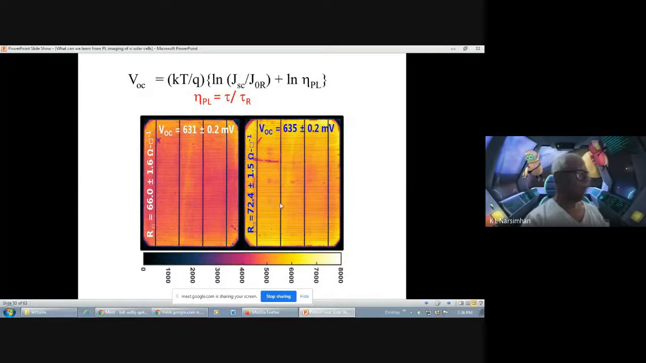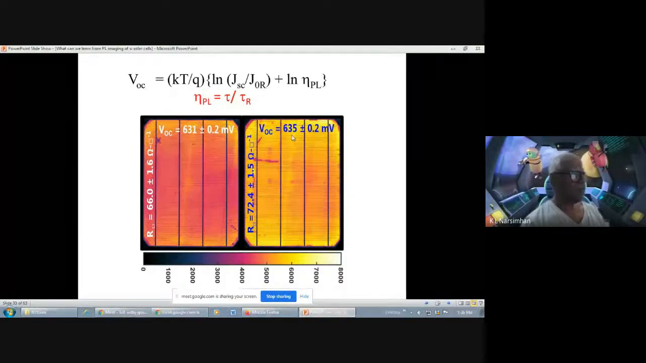So I'm going to go back to this equation where I told you when eta PL is large, that means when the efficiency of PL is large, that is when your open circuit voltage is also large. So here is an example of two samples. You can see this one has an open circuit voltage of 635 millivolt. This has an open circuit voltage of 631 millivolt. This is brighter than this. The bright means yellow is about 6,000 counts, red is about 4,000 counts.